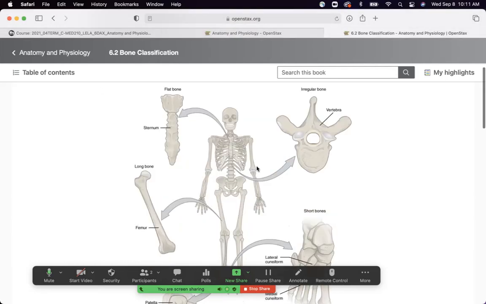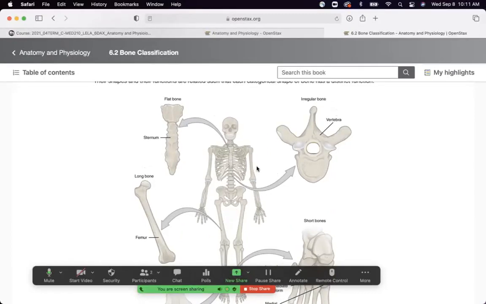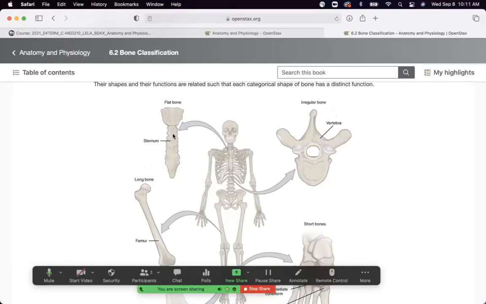Now, when we look at bones, to make it orderly, they can be classified in several kinds of classifications. So you can have flat bones, which is your sternum here, right? This is your corpus, this is your manubrium sterni right here, and this is your xiphoid process. If you took CPR, you'll remember that part. And it's flat. Another example of a flat bone is your skull.